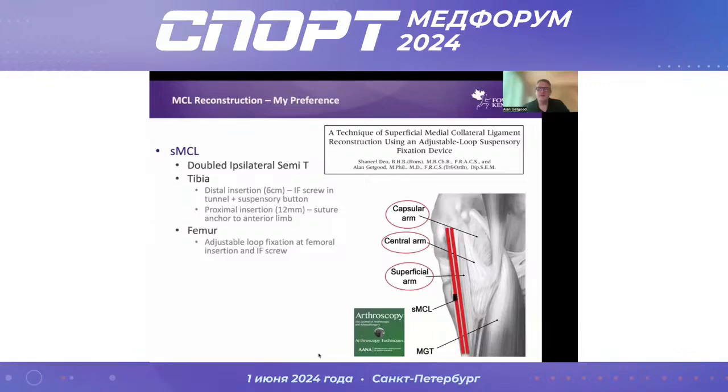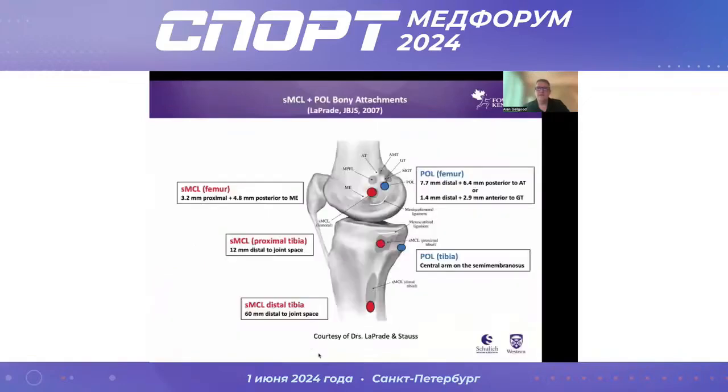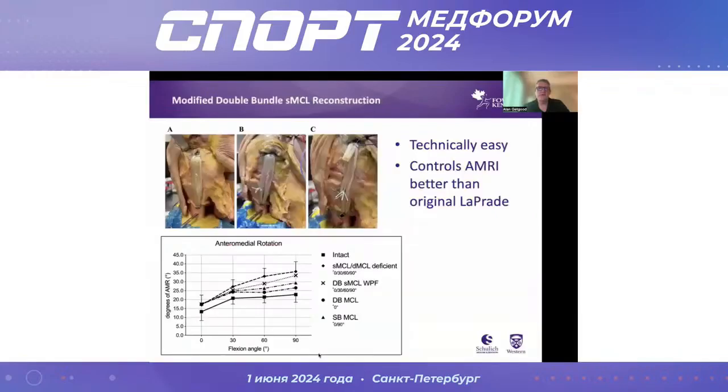And I add in an extra anchor on the anterior limb to allow for the insertion of the proximal portion of the superficial MCL. I only add in a posterior oblique, so a POL reconstruction, if there's absent tissue. If the tissue is present, then I do an imbrication and synthetic augmentation. Utilize exactly the same anatomic landmarks as what LaPrade described.